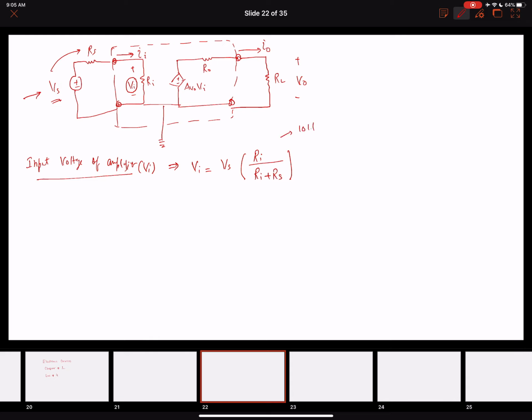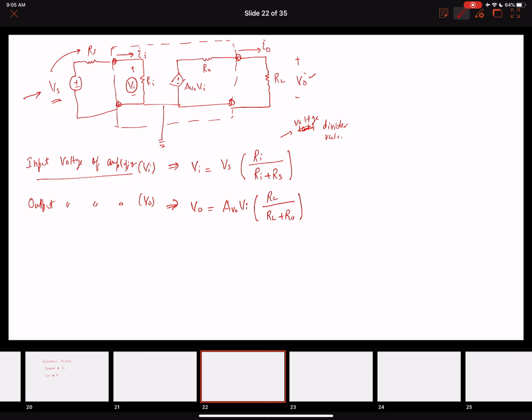Okay, so this is good. We can just use the voltage divider rule. Now, what we are going to do is find the output voltage of the amplifier, V naught. In order to find this output voltage, we can apply the voltage divider rule again at the output. So V naught is going to be the voltage source Avo Vi into RL over RL plus Ro. So this is the value of the output voltage of the amplifier.